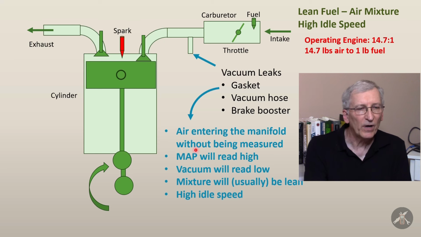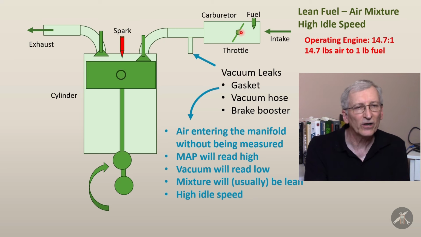If you had a MAP sensor in your carbureted engine, and maybe a few do, it would read high. If you had a vacuum sensor or a vacuum gauge, it would read low because the pressure's coming up here, so you'll have less vacuum. It's going to be lean because you're not feeding it enough fuel, and the idle speed's going to be high because the throttle's not being as effective.